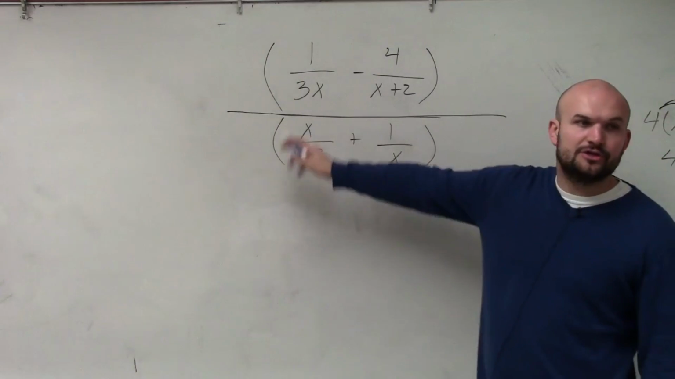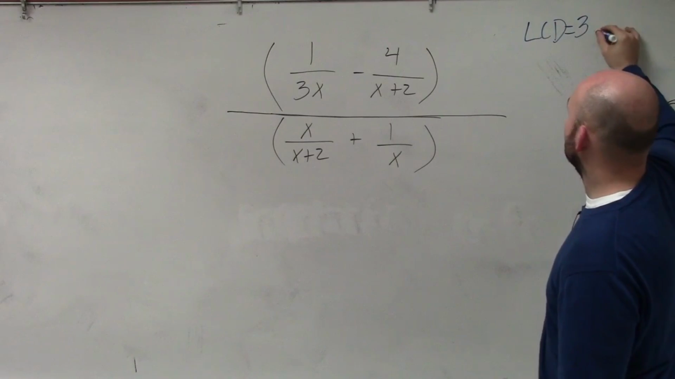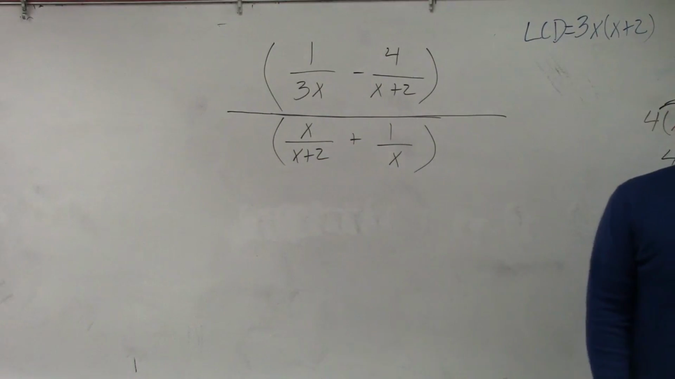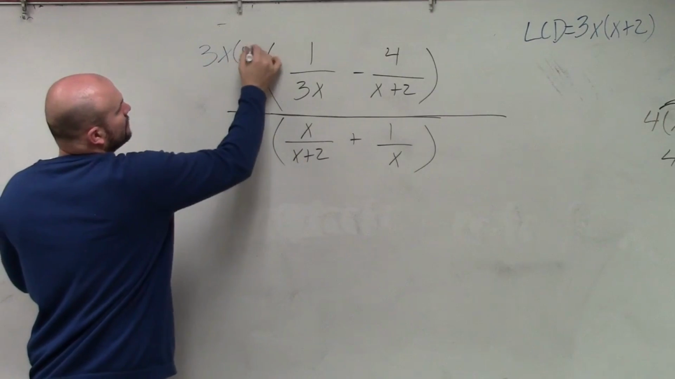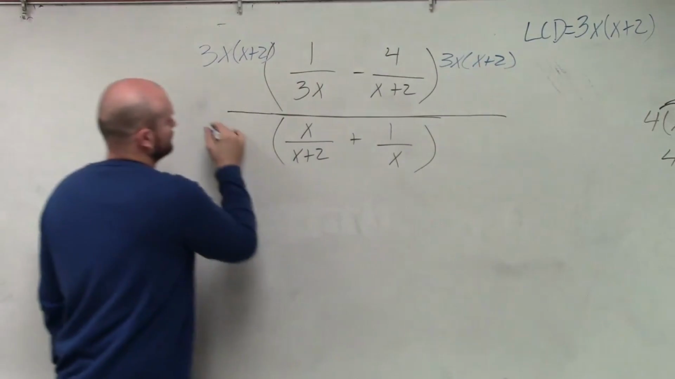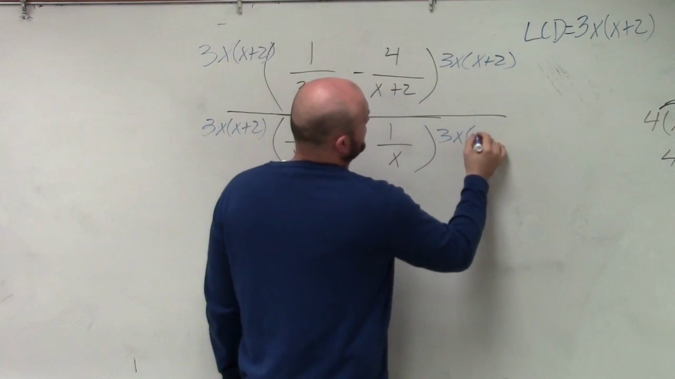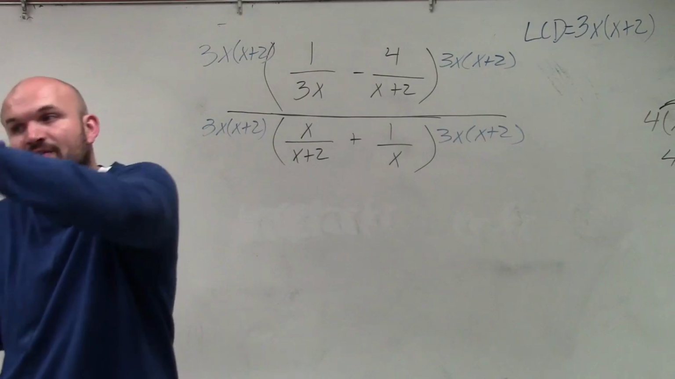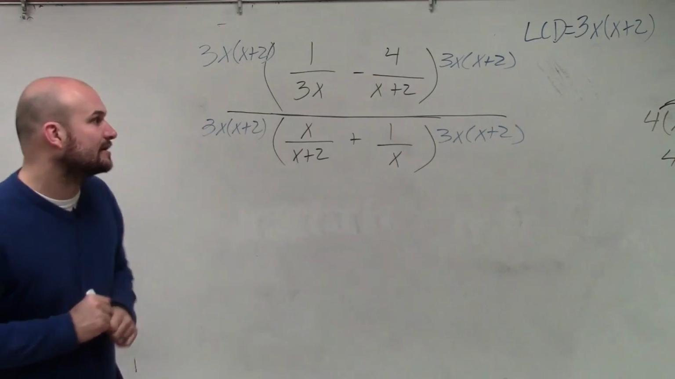You look at each denominator in the numerator and the denominator, and you can see that the LCD is equal to 3x times x plus 2. Now what I'm going to do is multiply every single term by 3x times x plus 2. That's going to eliminate at least the fractions in the numerator and the denominator. I'm still going to have a division problem, an overall fraction, but that's at least going to get rid of all the denominators. So let's see why that works.